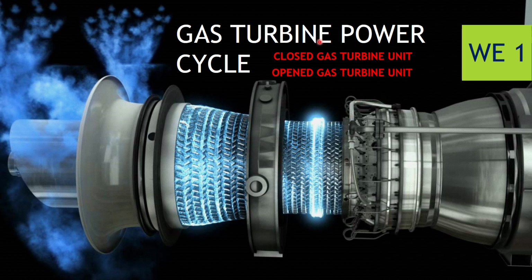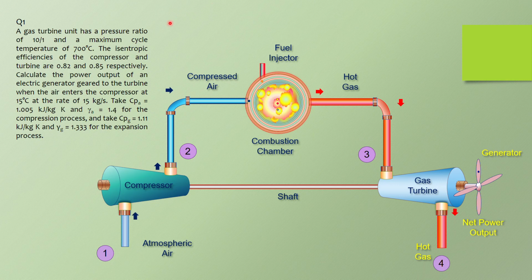Now, this part that we are doing is the gas turbine power cycle, closed gas turbine unit and open gas turbine unit, work example 1. In this work example, stated in the question, a gas turbine unit has a pressure ratio of 10 to 1.